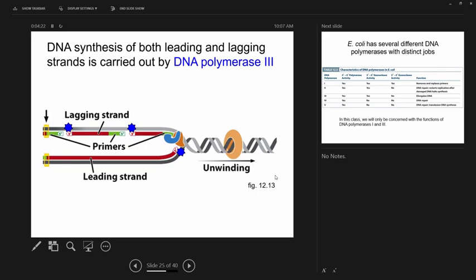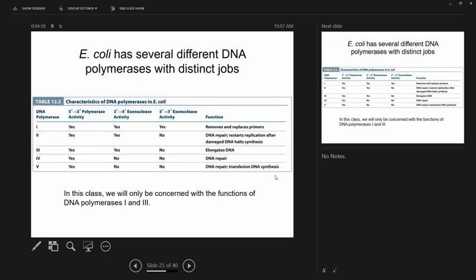And then you will get more unwinding here, another primer being made by primase, and then the DNA polymerase is going to come in again. So the DNA polymerase we're talking about here is DNA polymerase 3. The names I'm going to give you are the names of the polymerases used by E. coli. Eukaryotes have similar polymerases, but we're not going to worry about those.